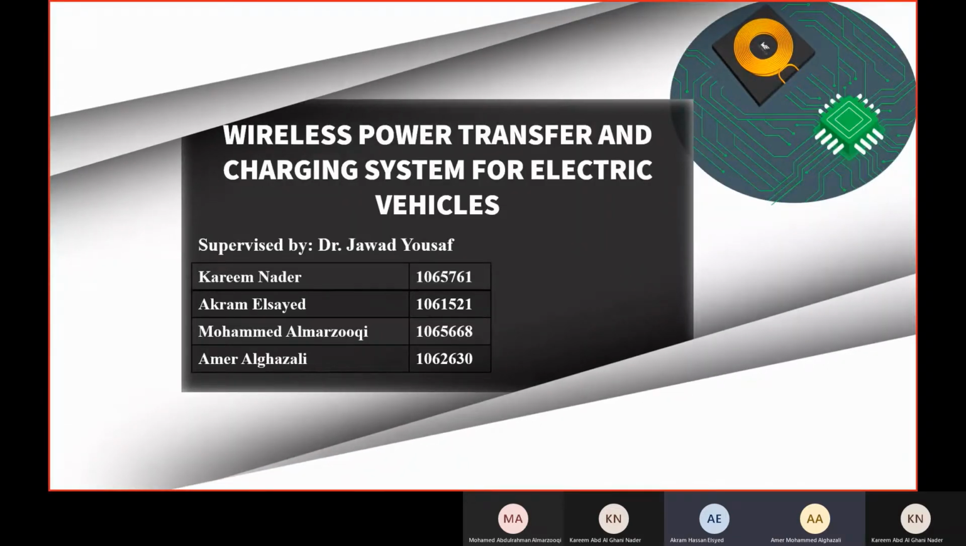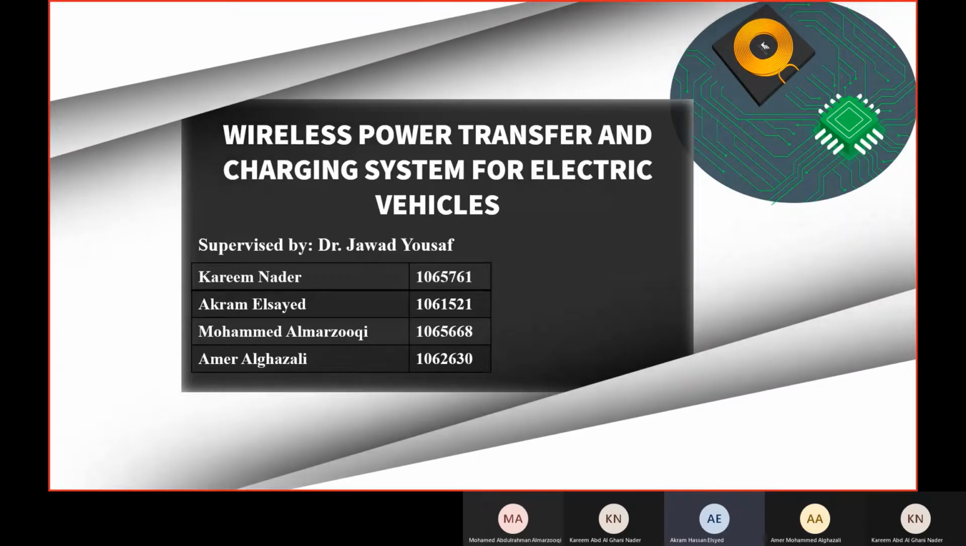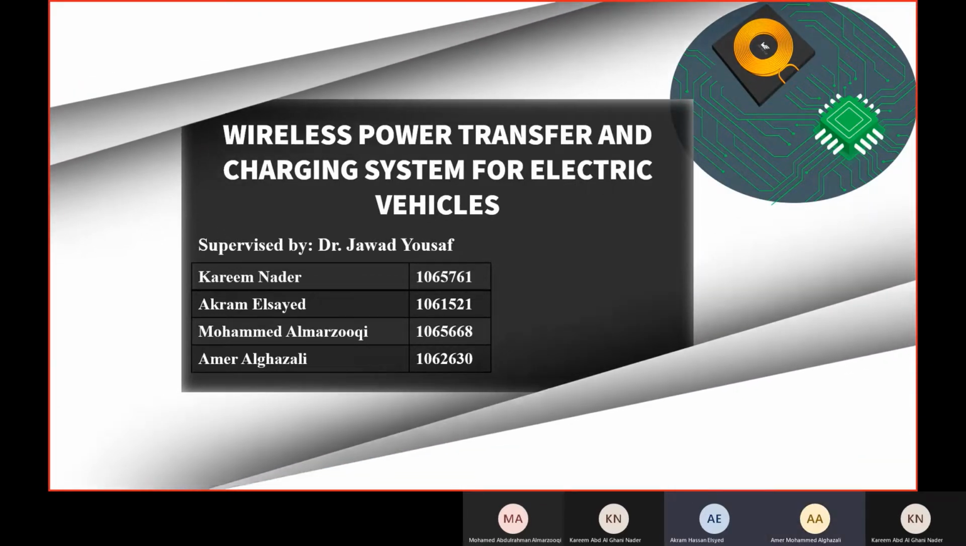Assalamu alaikum. Today we are going to present our capstone project, which is the wireless power transfer and charging system for electrical vehicle, which is supervised by Dr. Jawad Yusuf.